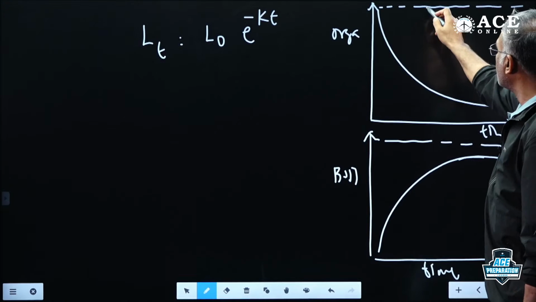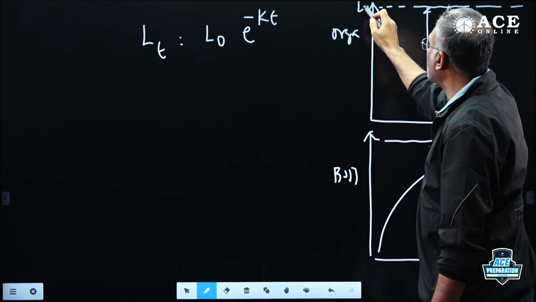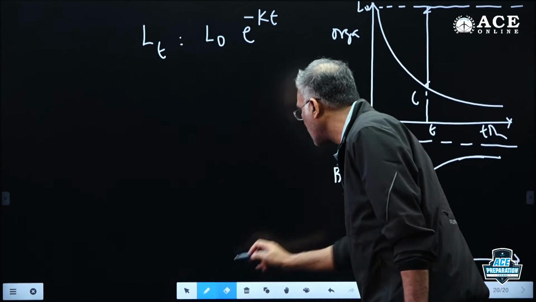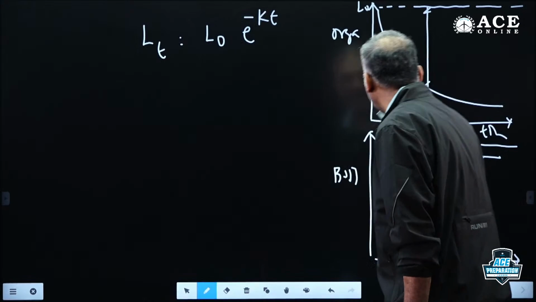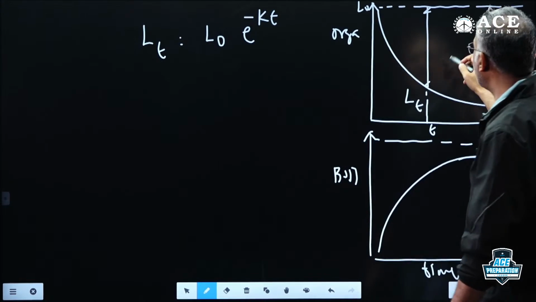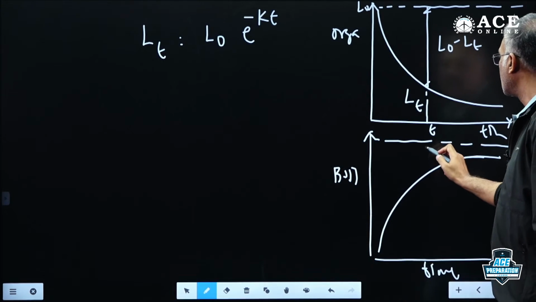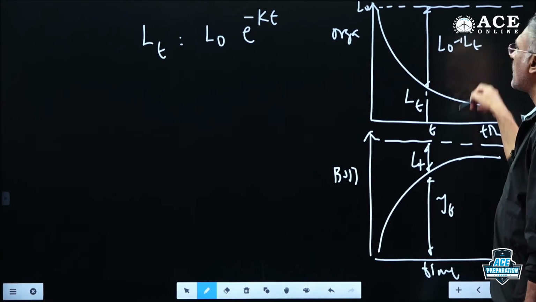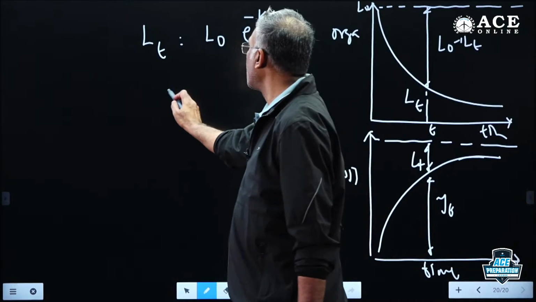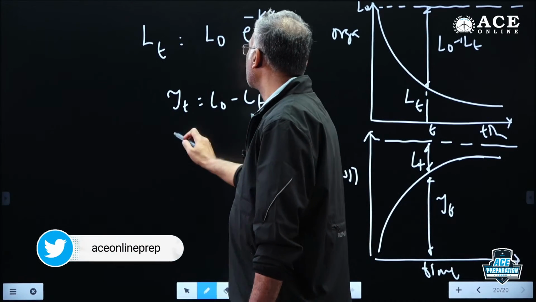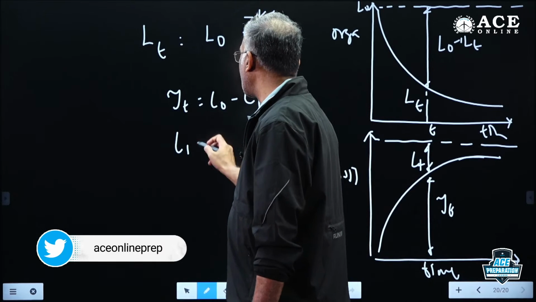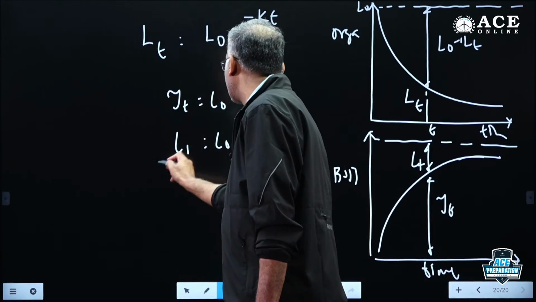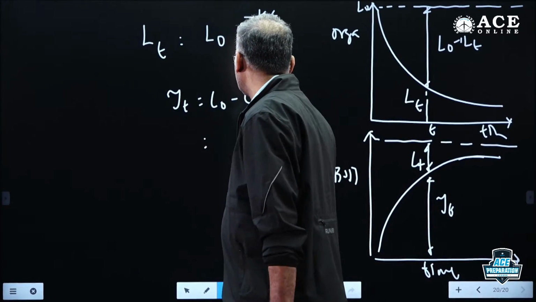This is called organic matter removed. Initially L0 amount of organic matter is present. Organic matter remained at any time T is LT. This concept is the only tricky concept. This is LT, then what is this? This is L0 minus LT. And this we took as YT. So YT and L0 minus LT are the same, so YT is equal to L0 minus LT. So LT is equal to L0 minus YT. That's why we got the equation with L0 taken common: 1 minus e power minus KT. Understood now?